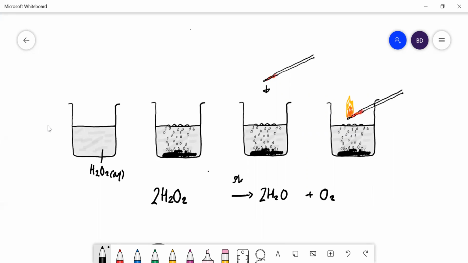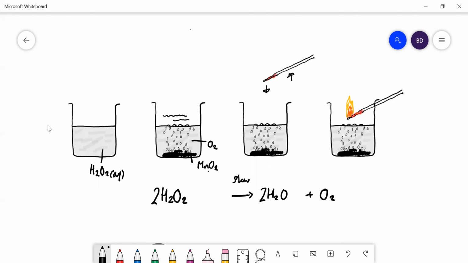But you can speed it up by adding a catalyst, and that's that black powder there, which is manganese dioxide. It's such an efficient catalyst that immediately it starts bubbling. So these are little bubbles of oxygen we've got here. You just let the oxygen build up in the beaker for a few seconds, and get a glowing splint and lower that down into the beaker, and it will relight.